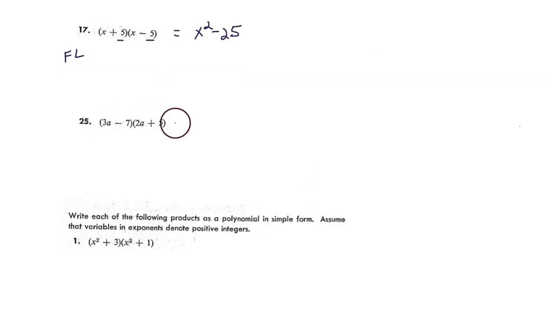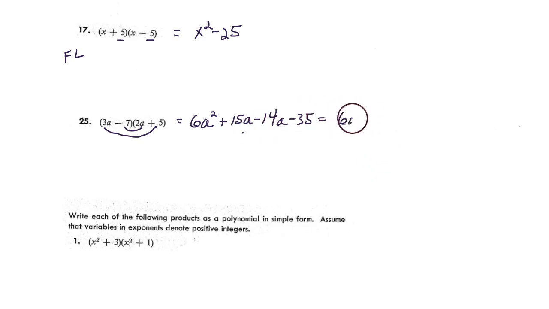Next one is FOIL. 3a times 2a is 6a squared. Now the outer product, that's 15a. Now the inner product, negative 14a. And now last, negative 35. Combine together the a terms. Answer is 6a squared plus a minus 35.